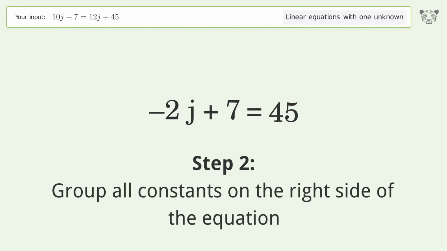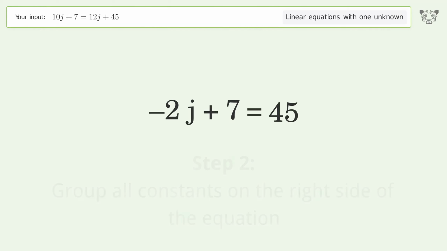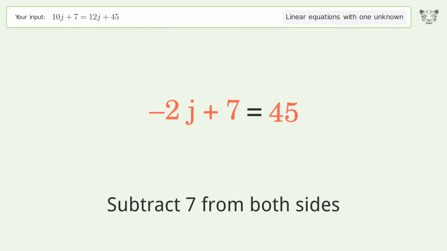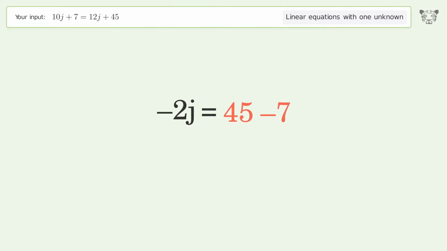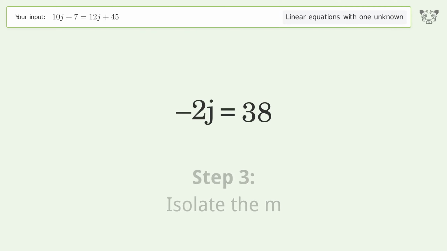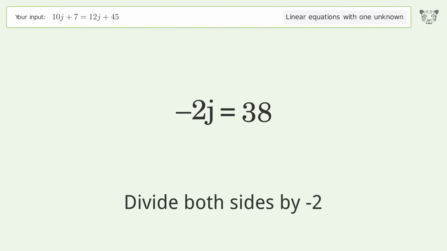Group all constants on the right side of the equation. Subtract 7 from both sides. Simplify the arithmetic. Isolate the m. Divide both sides by -2.